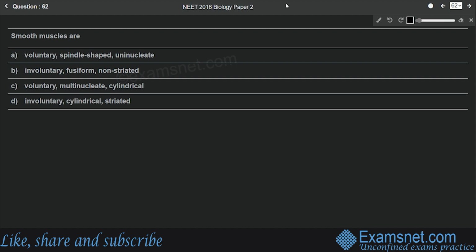Question number 62 is again from the chapter Structural Organization in Animals, and the question is: smooth muscles are. So what are smooth muscles? Let's understand. We know that muscles are of two types. First one is voluntary muscles and the second type is involuntary muscles.